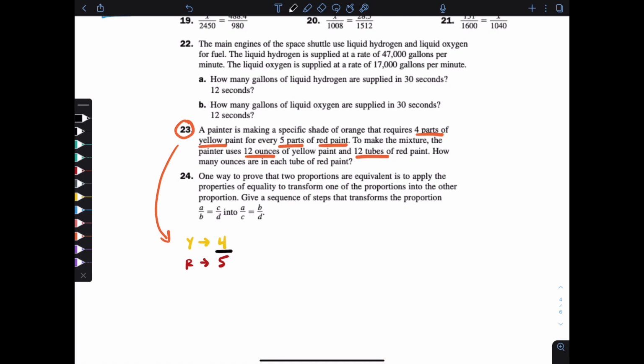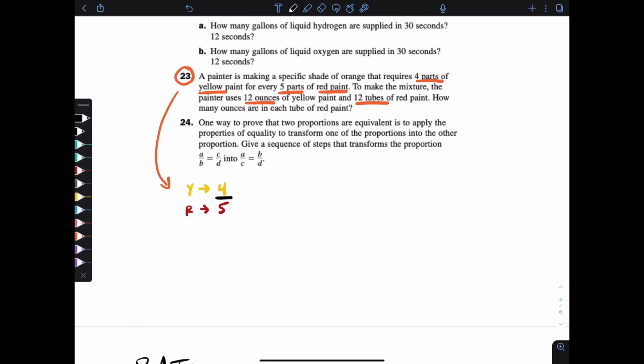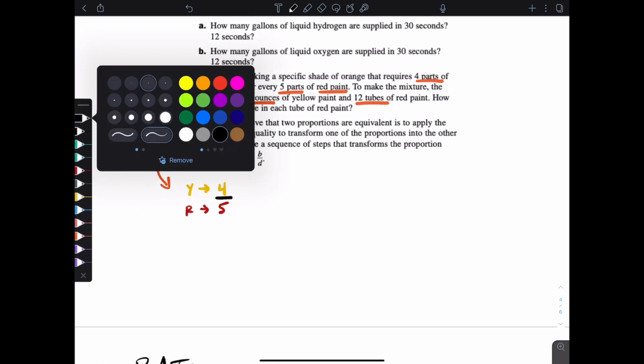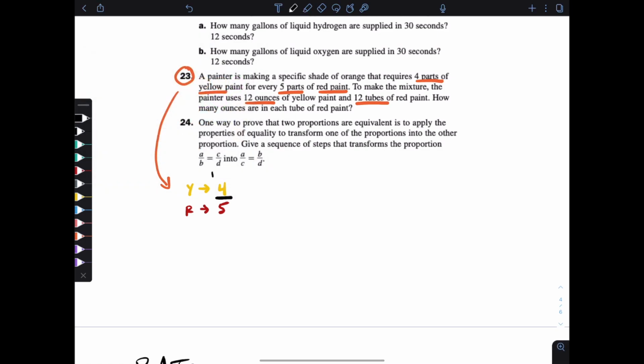And it looks like to make the mixture, the painter has to use 12 ounces of yellow paint and 12 tubes of red paint. So we need to kind of just label a few things here. So the parts, this is talking about parts, right? 4 parts for every 5 parts. And then we also have to take a look at the actual ounces. So ounces we'll put over here, and then maybe we'll put tubes over here. I don't know. Let's just kind of organize and see what's going to happen here. I'm not too sure yet, actually.